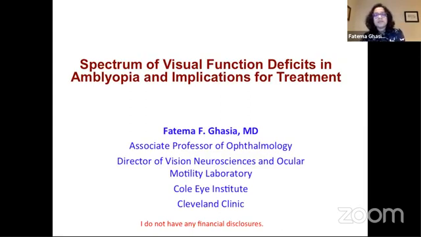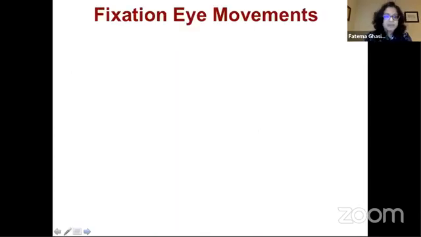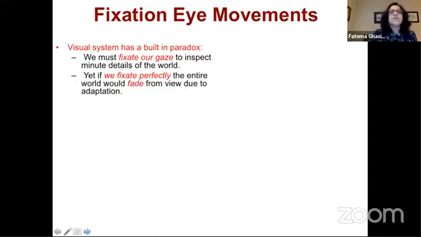So a couple slides on some basic science. I can't advance my slides. Oh, here it is. Okay, let me try. Yeah. So the visual system has a built-in paradox. We must fixate our gaze to inspect minute details of the world. However, if we fixate perfectly, the entire world would fade from view because of neural adaptation.